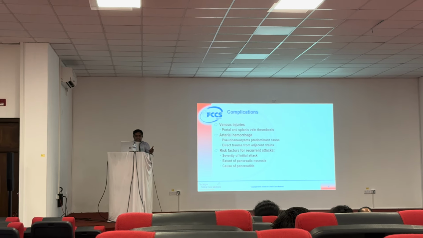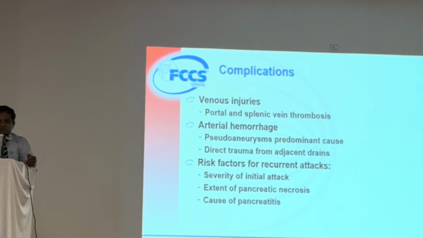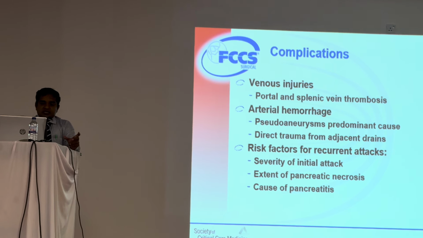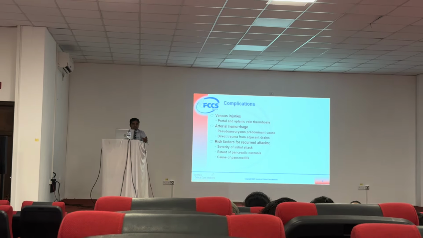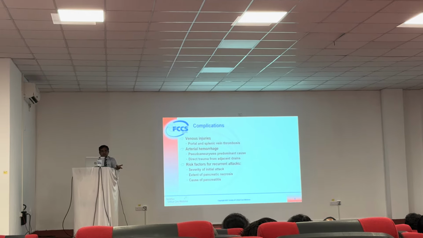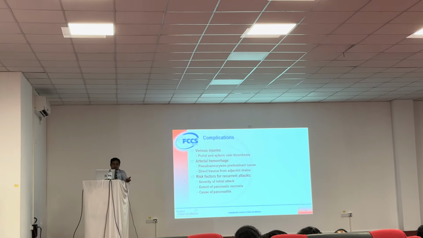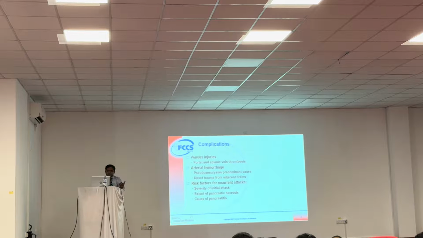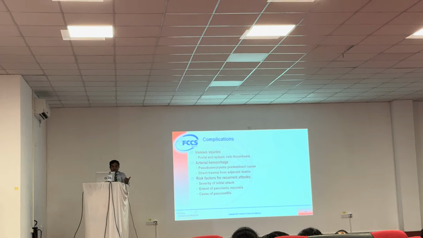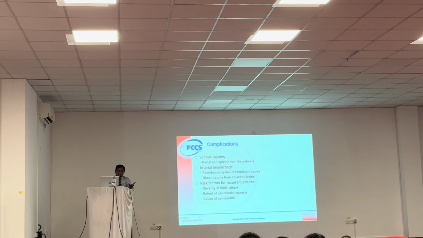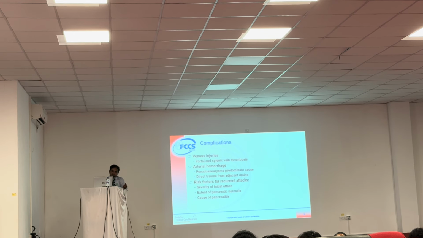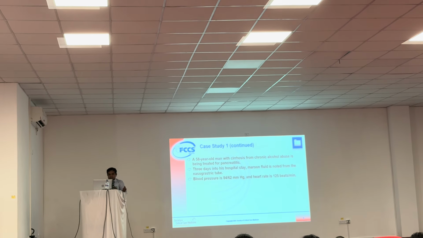Then among complications, we also consider venous injuries, because you know the pancreas is in close proximity to some other venous structures that can cause thrombosis due to localized inflammation, and arterial erosion and aneurysm are possible, which also can cause arterial hemorrhage. And you know the recurrent attacks, because alcoholics and recurrent gallstone disease patients may get recurrent attacks. Sometimes pancreatic necrosis is possible with a recurrent attack. So these are the things you need to consider.